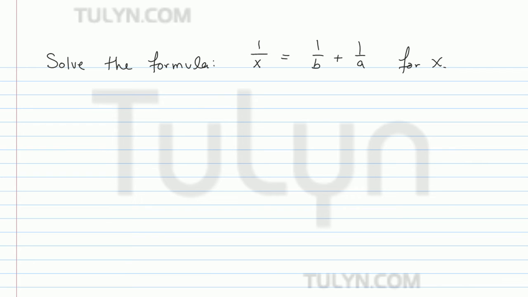What would actually have to happen is you'd have to take the reciprocal of 1 over x and then the reciprocal of 1 over b plus 1 over a, which is 1 over 1 over b plus 1 over a, right? And then you'd have to find a common denominator and it'd get really messy and all that.